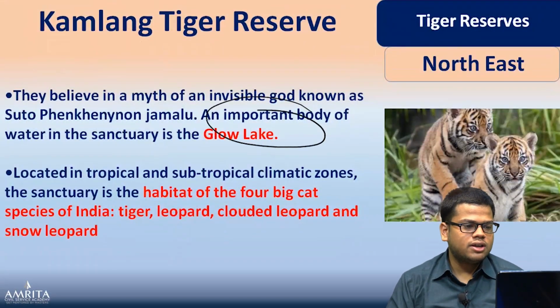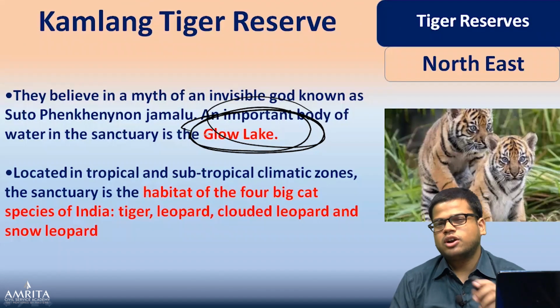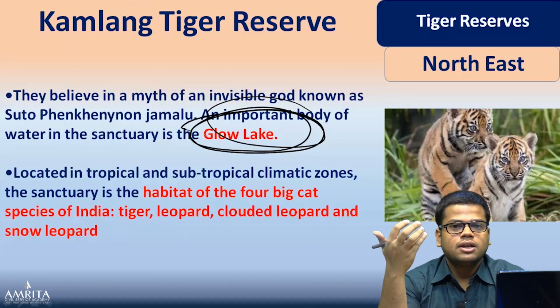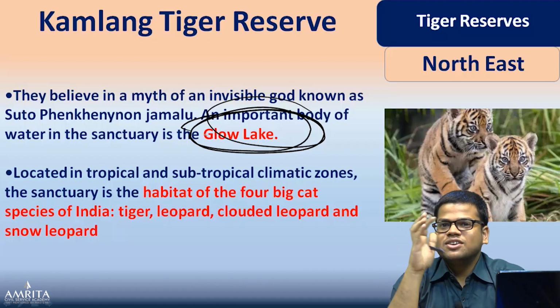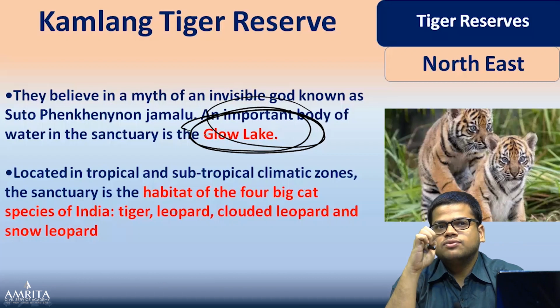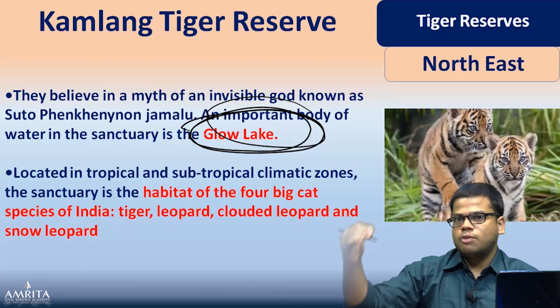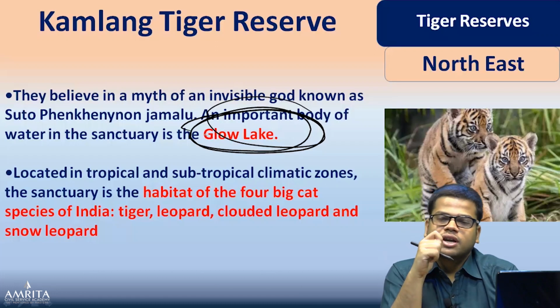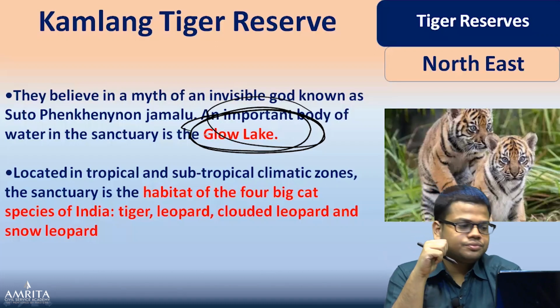An important lake you can cover here is the Glow Lake. Now this lake we do not come across often, just like we came across Loktak Lake or Chilika Lake or Sambhar Lake. But Glow Lake is there. You have to remember it with Kamlang. Why you should remember it is again the same logic. If they give 4 options and you do not know 3 options, but you know Glow Lake is there, then you will be able to get this answer right.